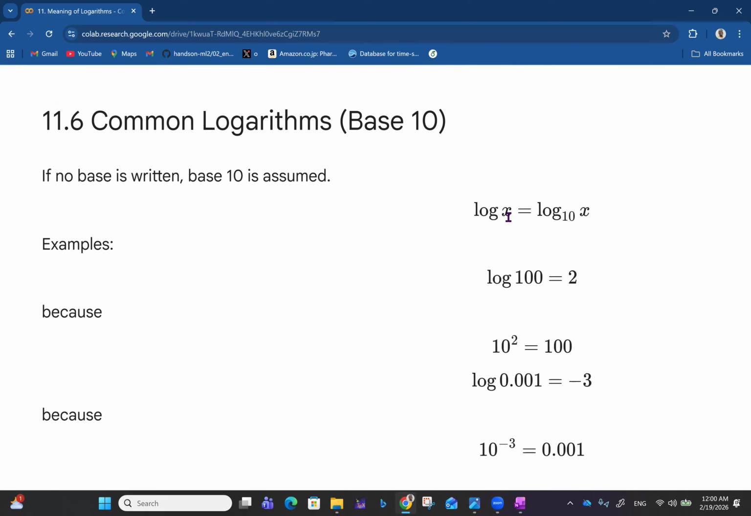So if you see log x, just know that is log x to base 10, and that is what is called the common logarithm. So an example of base 10 will be something like log 100 to base 10, which is 2, because you need to raise 10 to power 2 to get 100. So here, that means you have 10 raised power 2 equals 100. If you also have log 0.001 equals minus 3, that means 10 raised power minus 3 is equal to 0.001. So if the base is omitted, just know that that is 10.